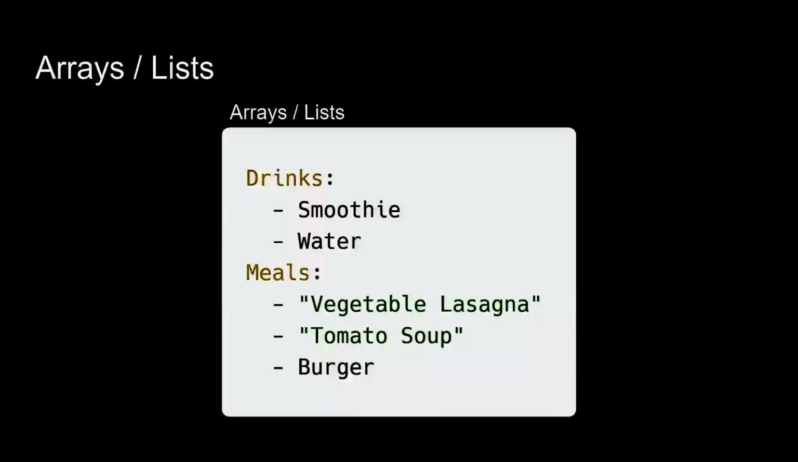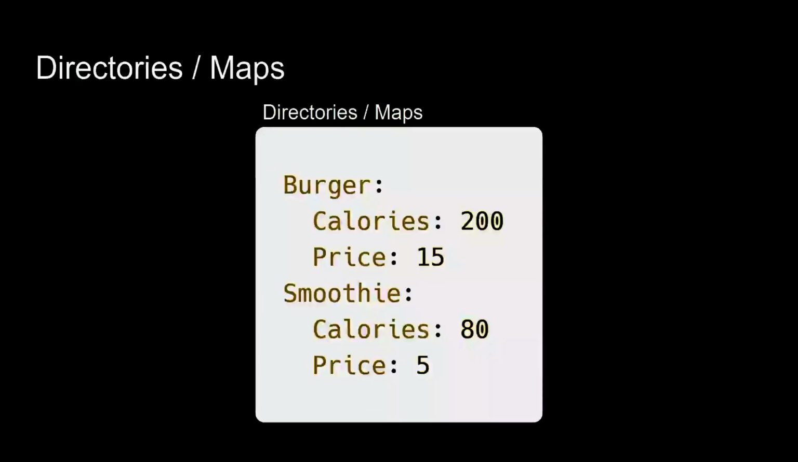The next thing I want to show you is arrays/lists. They're the same thing. So the way you make these is that you have a key, which would be drinks in this case, a colon, and a hyphen. You can't see it on this image, but there's two spaces, then the hyphen, then a space, and then the value.